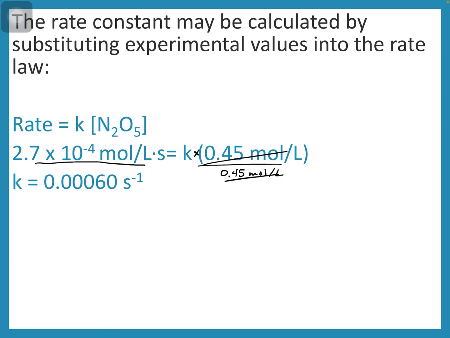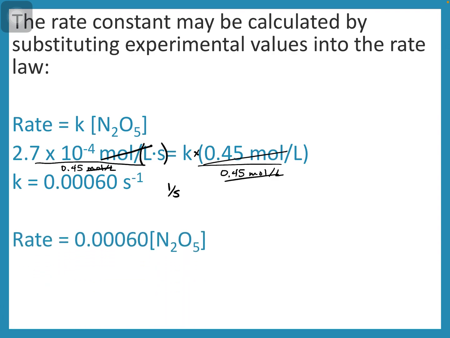And on this side, when I divide by 0.45 moles per liter, I have moles per liter in the top and moles per liter in the bottom. And remember that it's moles per liter per second for the rate. So that second is actually in the denominator. So I can either write that as 1 over s or s to the negative 1. So my units for k for this particular reaction is equal to 0.00060 and units s to the negative 1, or per second, 1 over s.